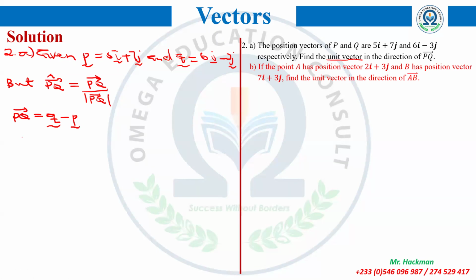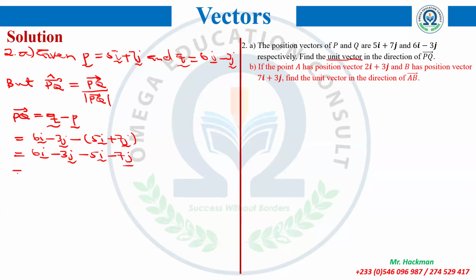So in this case, what is my Q? Q is 6I tilde minus 3J tilde, the whole of that minus your P. P contains two terms, so you have to put it in a bracket. So your vector P will be 5I tilde plus 7J tilde. Failure to bring the bracket will be costly. Take note. Now you come and remove the bracket, remember from our previous lesson. So 6I tilde minus 3J tilde, if you remove the bracket, we get minus 5I tilde, then minus 7J tilde.